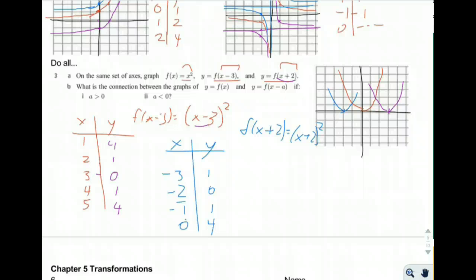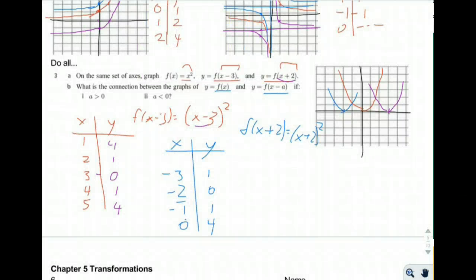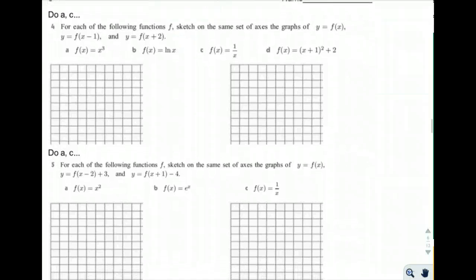What is the connection between the graphs y equals f of x and y equals f of x minus a, if a is greater than 0, if a is less than 0? Well, when a is greater than 0, it's the purple case, and it shifts right. And if a is less than 0, it's the blue case, and it shifts left. Okay? All right. Now number 4.